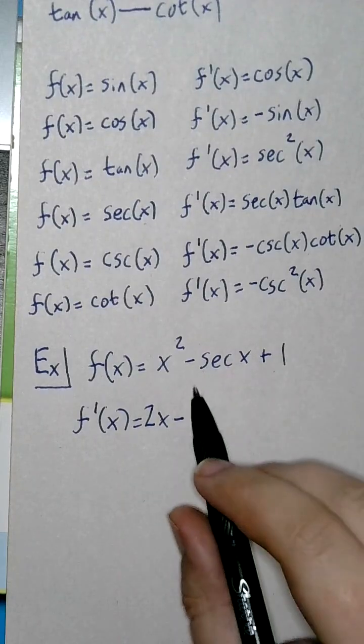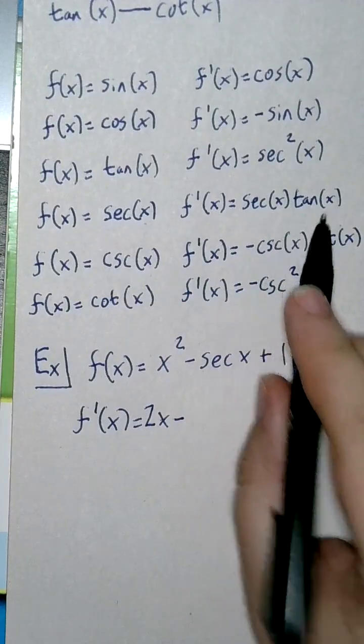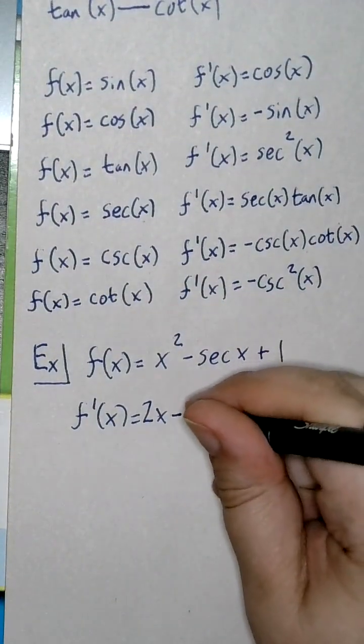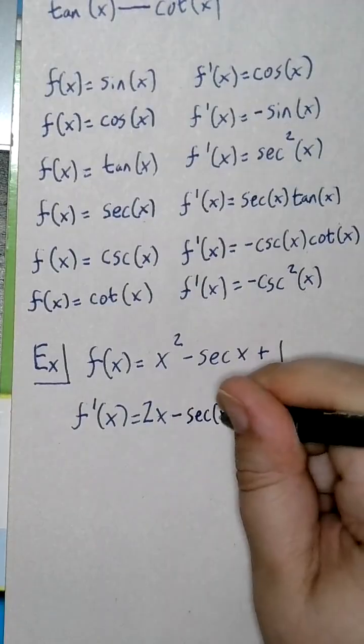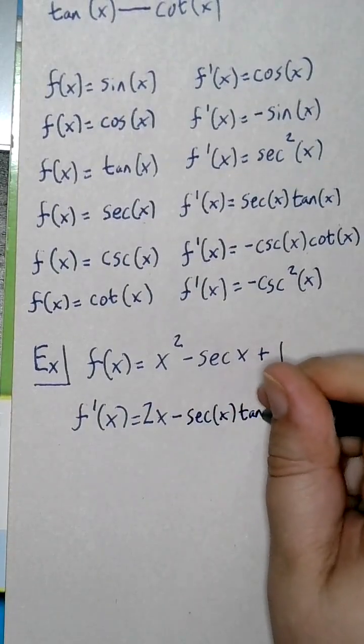Right, Brand. It's going to be secant times tan. So that's going to be minus secant x times tan x.